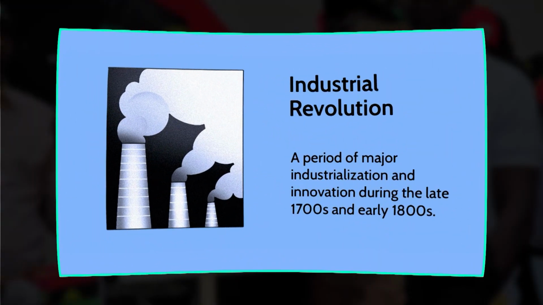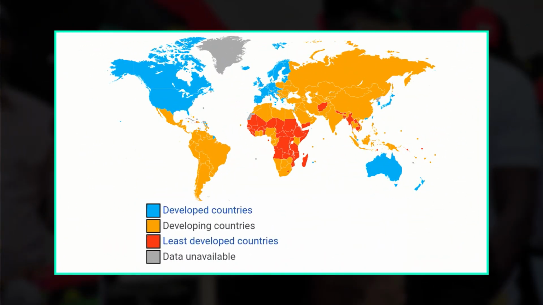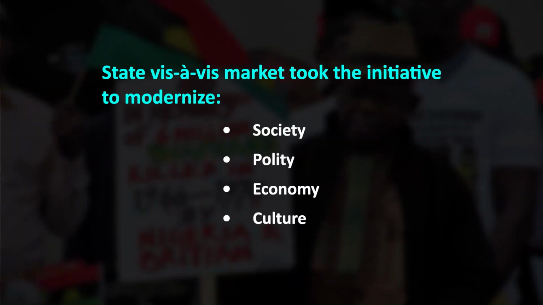It is to be remembered that the process of modernization in the West was the outcome of Industrial Revolution. In the developing countries, on the contrary, it was the product of decolonization. The prime motive of the overall modernization process was to recover from the underdevelopment created by colonialism. And in this direction, the state vis-a-vis market took the initiative to modernize the society, polity, economy, and culture.